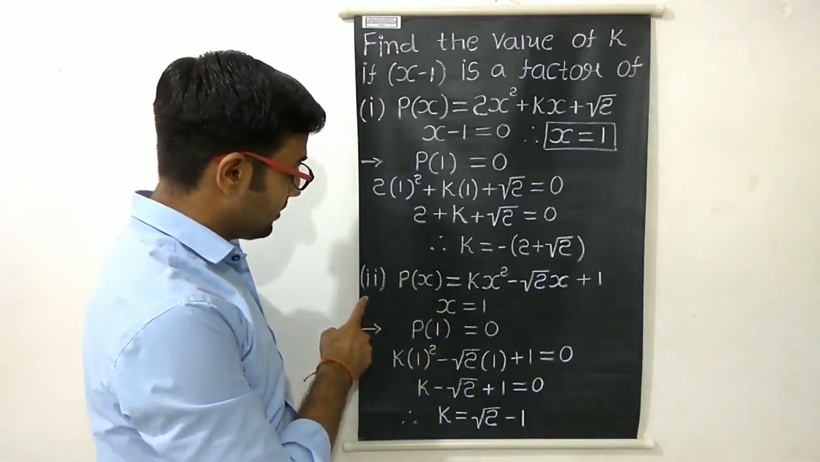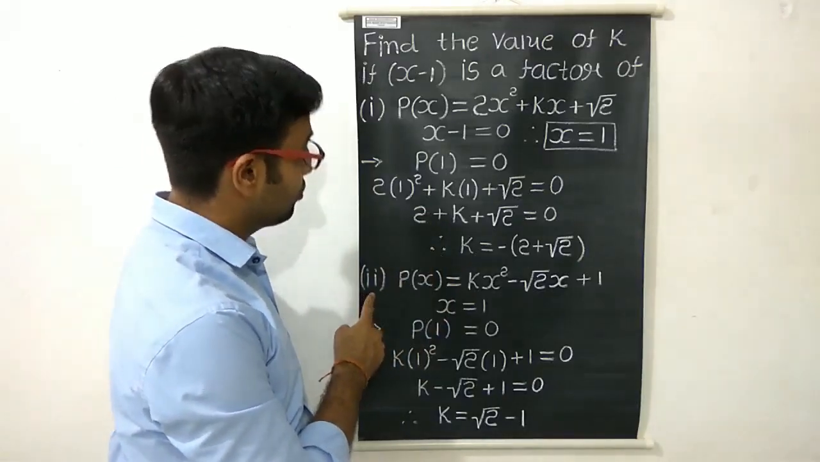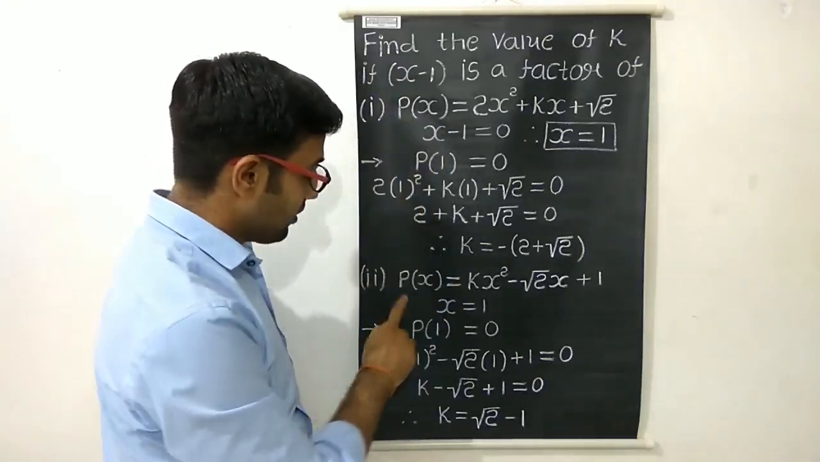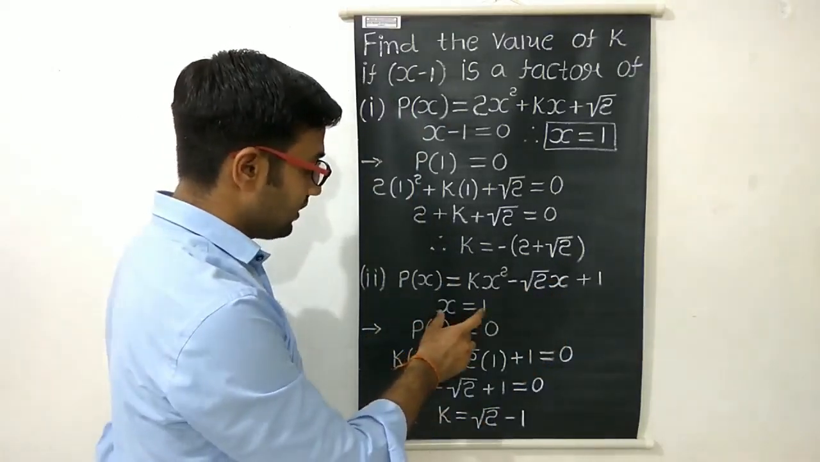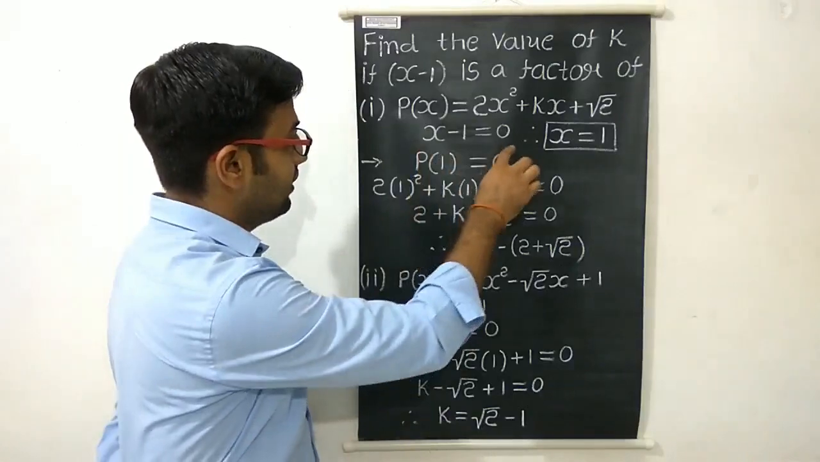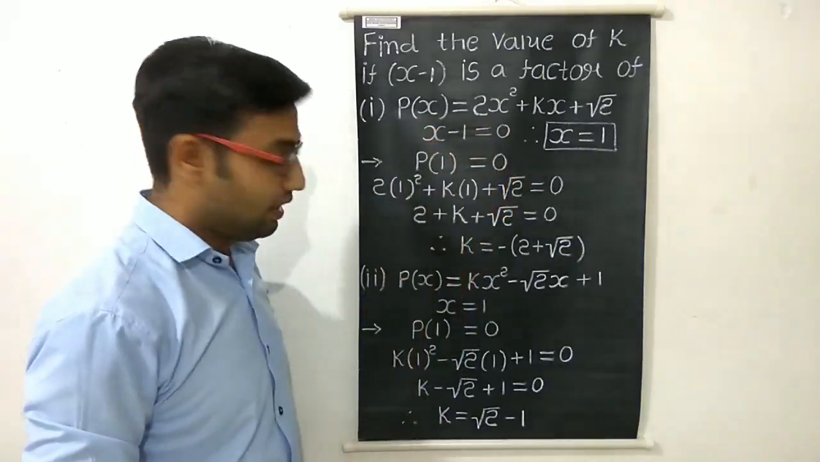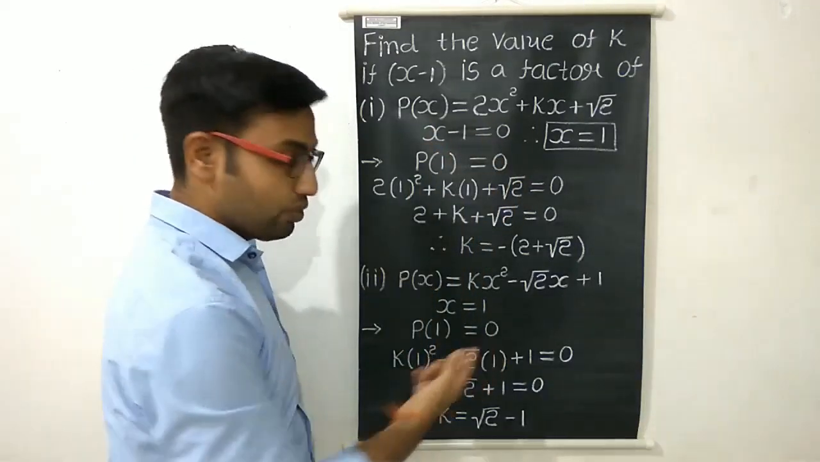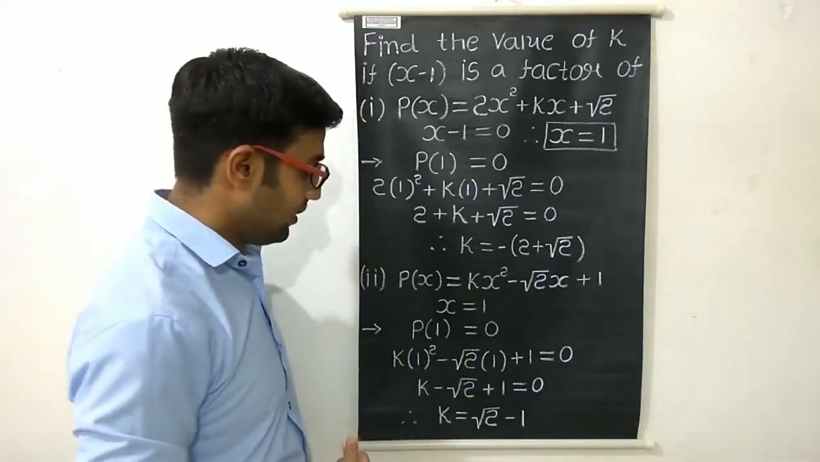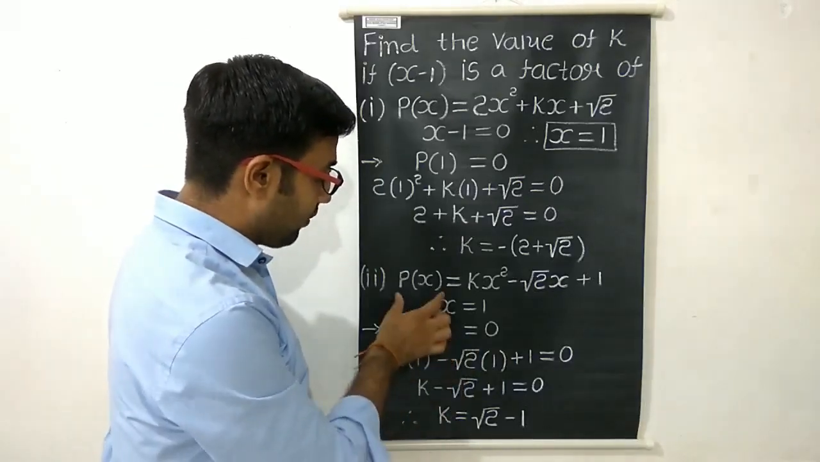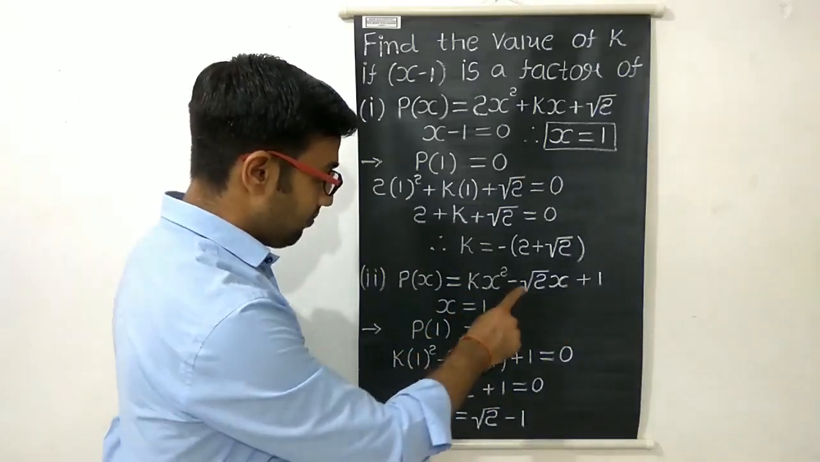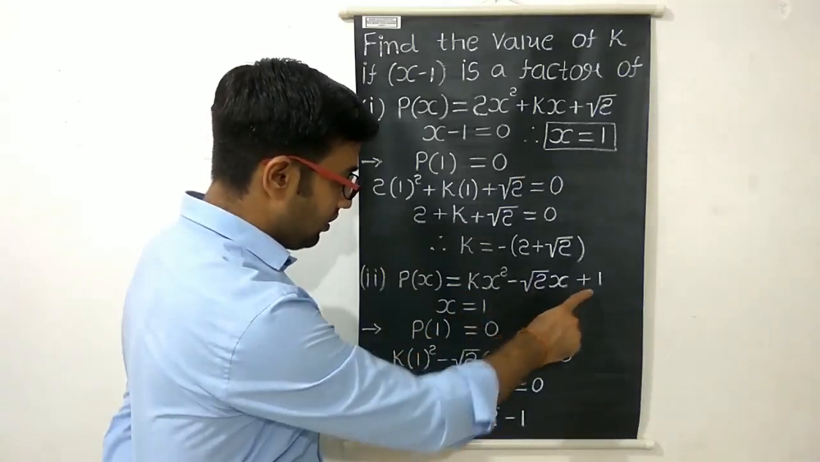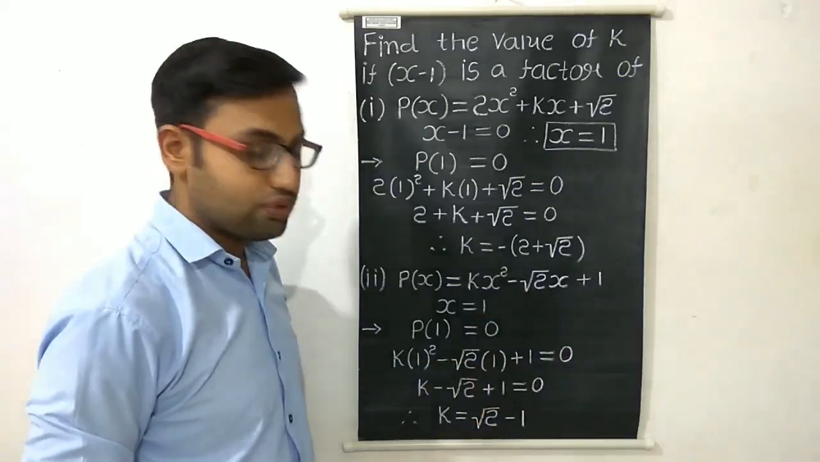Let us study one another sum. In this question also, x minus 1 is a factor of this given polynomial. So the value of x we get is equal to 1, right? Like we have done here. So now p of 1 is also 0 according to the factor theorem. So p of 1 for this polynomial is k into 1 square minus root 2 into 1 plus 1, equal to 0.